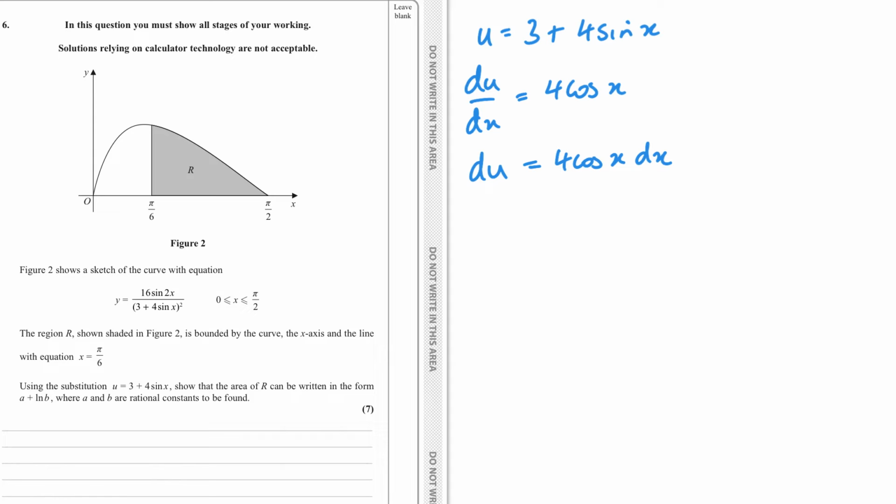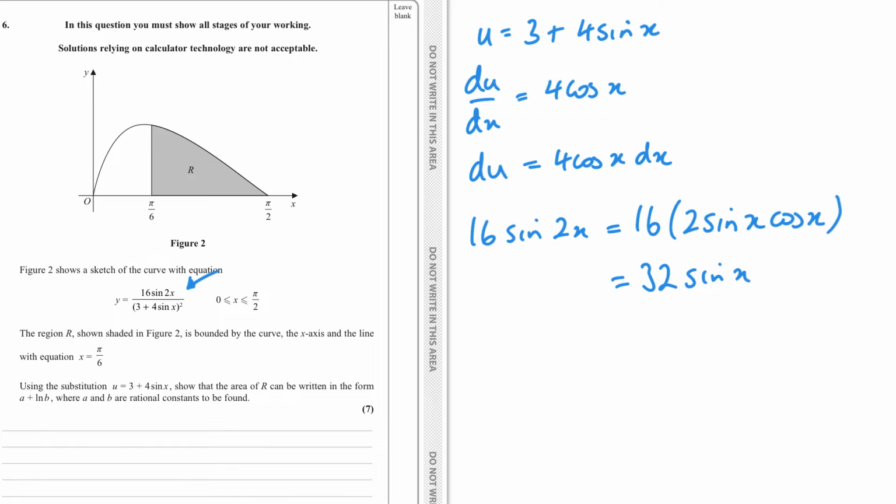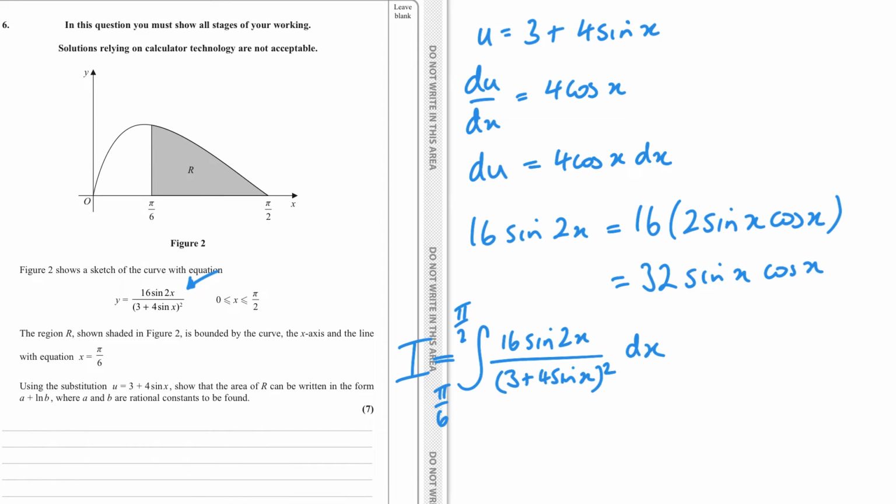Now also let's look at that top part here. So we've got that 16 sine 2x, and sine 2x is 2 sine x cos x. So we're left with 32 sine x cos x. So this is what I'm integrating, and what I'm going to do is change the top into this form, and obviously this bottom bit will become u, and then this bit is going to come into play once I've changed this top bit.